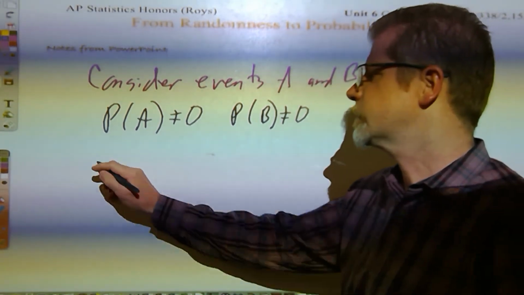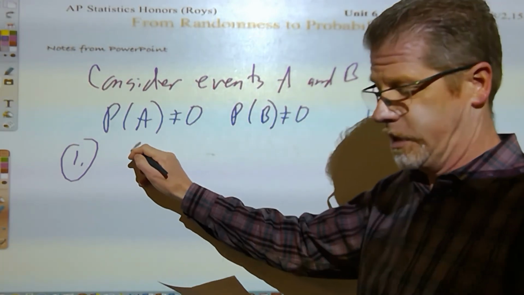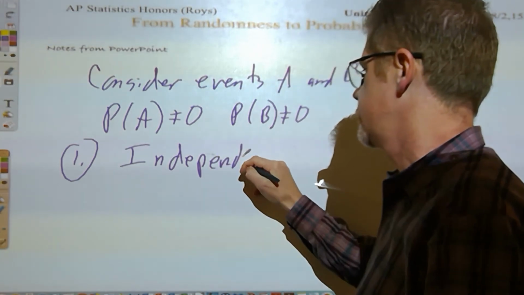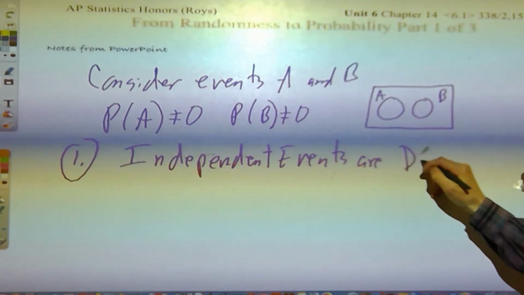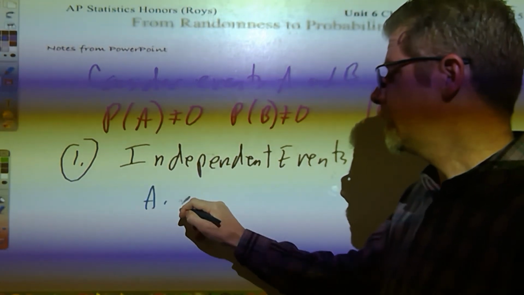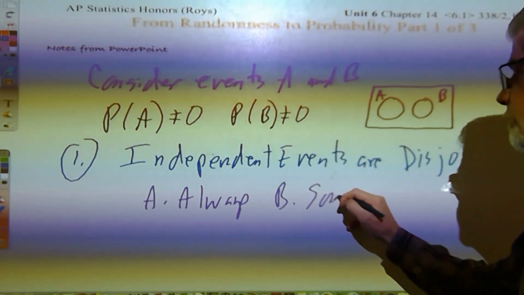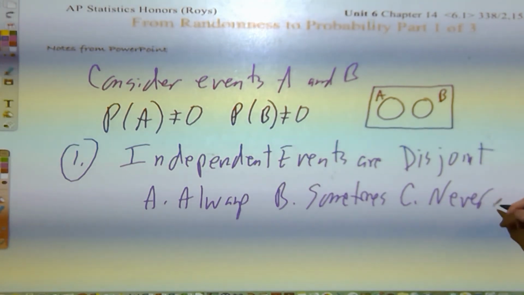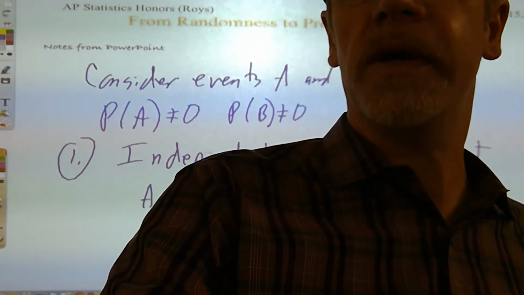Okay, so here's the first question. With those givens, question 1. It's an always, sometimes, never question. The assertion is that independent events are disjoint. And here are your options. A is always, B is sometimes, and C is never. So if you're watching on camera, just pause at this point. I'm going to pause the camera while you have a chance to talk about it.